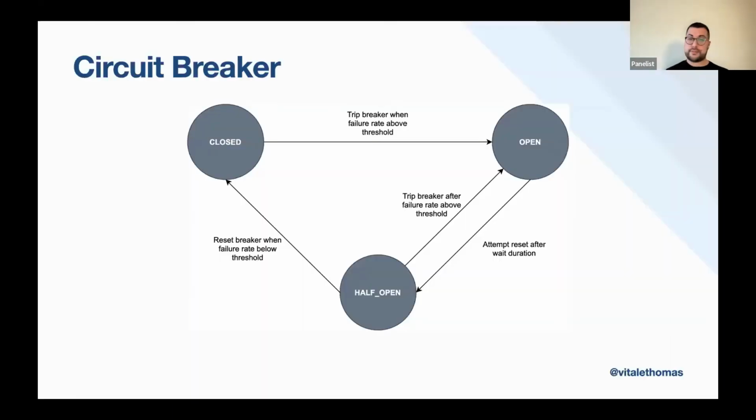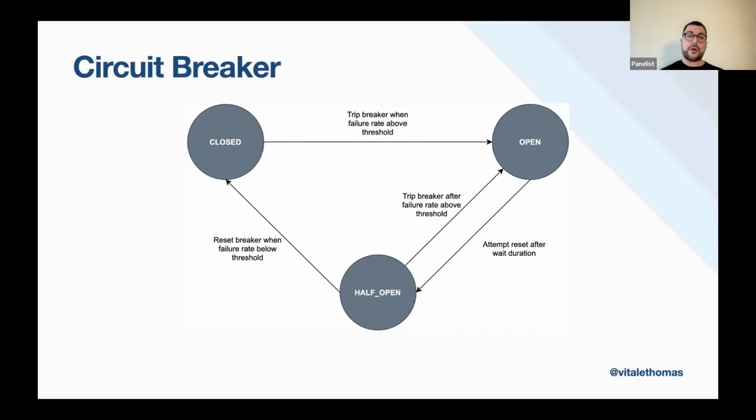And we have 3 states. The default state is closed. Once the breaker is closed, it means that, for example, from edge service, I can call book service. But if the failure rate from edge service to book service goes above a threshold, then the breaker trips and the circuit becomes open. That means that I cannot send requests from edge service to book service anymore. It will stay in the open state for a while.